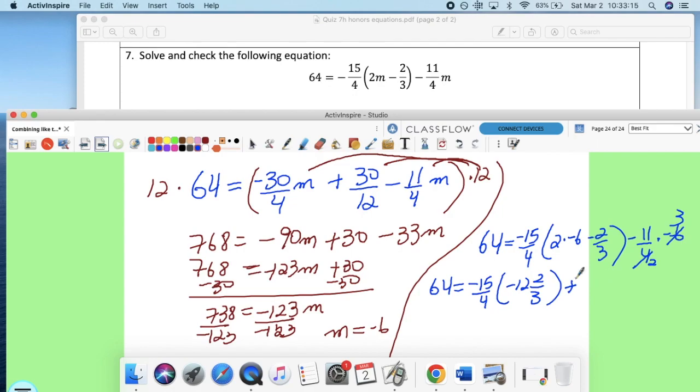33 divided by 2, and you can write that as 16 and a half if you like. Positive. 64, and then I have to multiply these two, and I am going to cheat by using a calculator, negative 15 over 4 times negative 12 and 2/3. And that gives me 47 and a half. So if you get 47 and a half plus 16 and a half, you'll notice that both sides equal 64, and our answer of m equals negative 6 is okay.